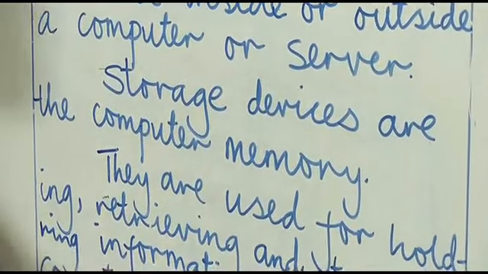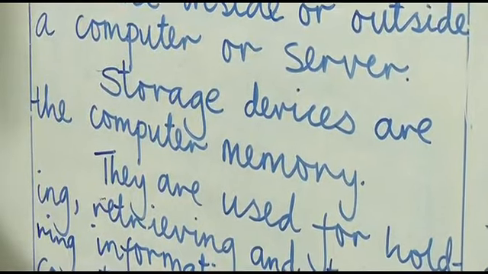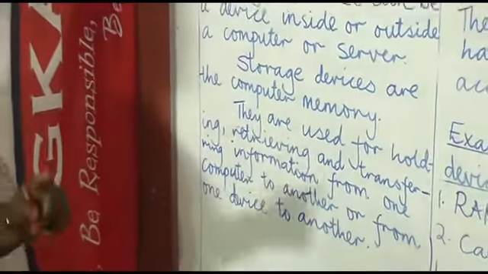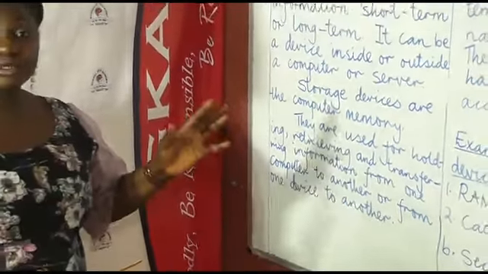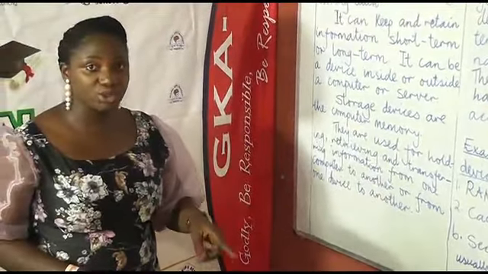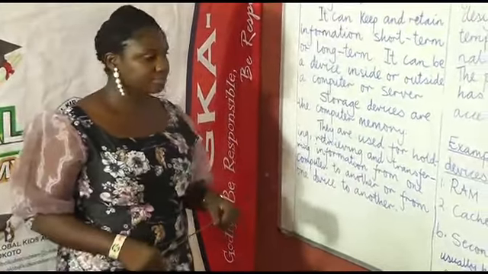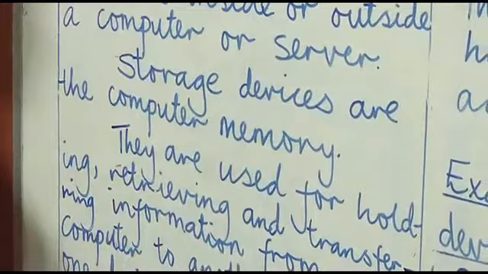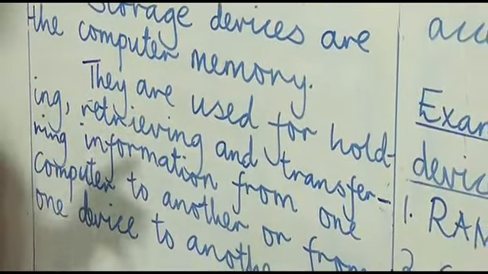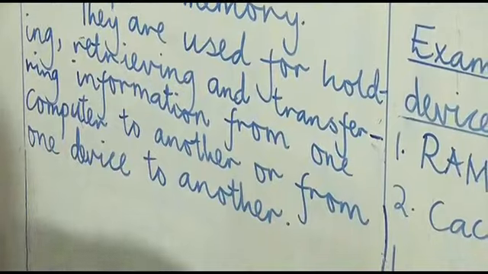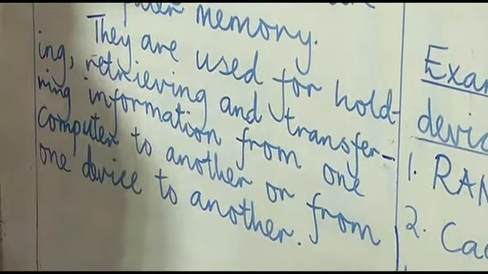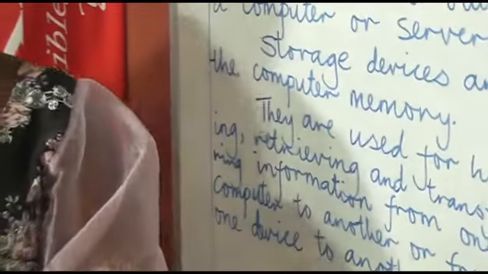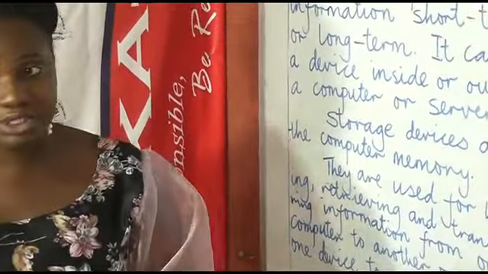We are meant to understand that storage devices are the computer memory. Just as you have your memory as a person, the computer memory is the storage device because you keep every information that is needed in your storage device. Our storage devices are used for holding, retrieving, and transferring information from one computer to another or from one device to another. So you can transfer your information or data from a particular device to another or from one computer to another.